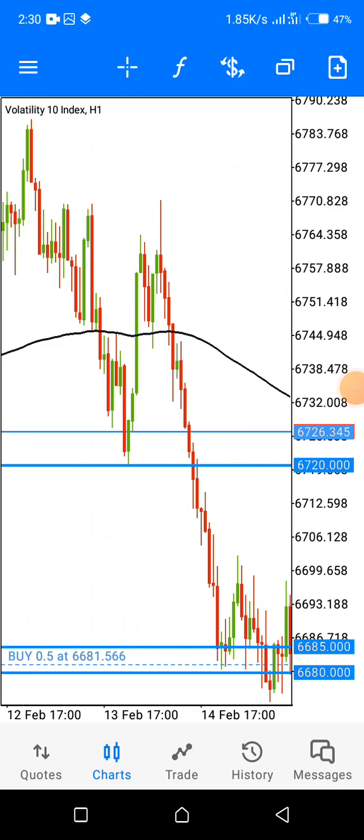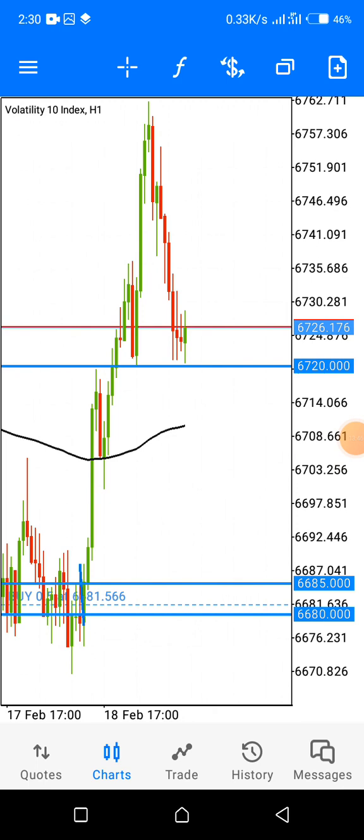Okay, are you seeing this place now? Are you seeing this? Yeah. So that's how you find a strong zone in the market. And this is how I use my psychological level.